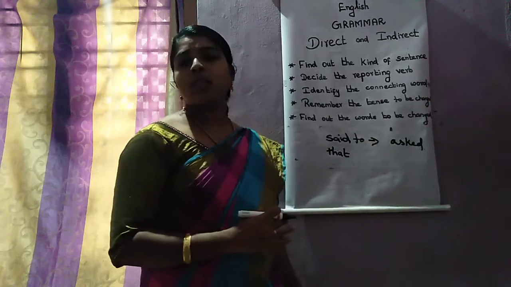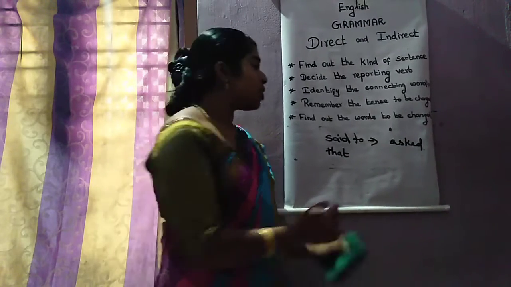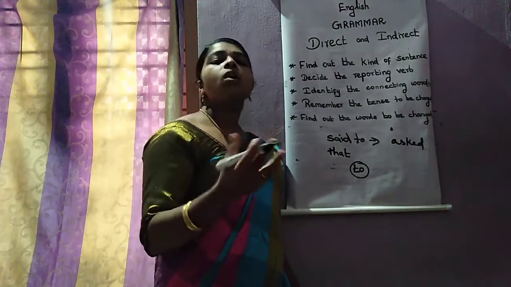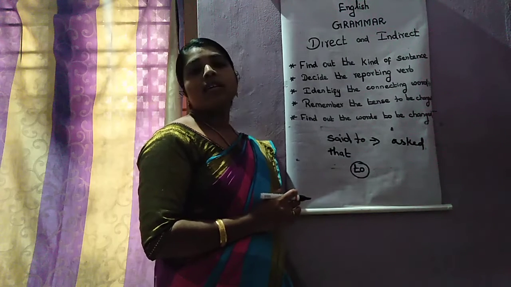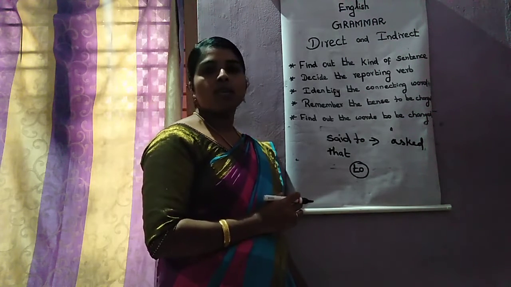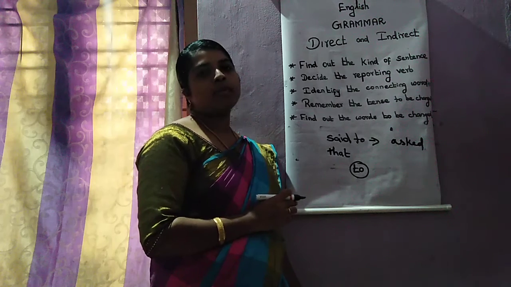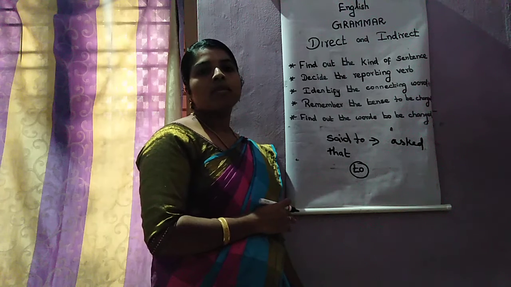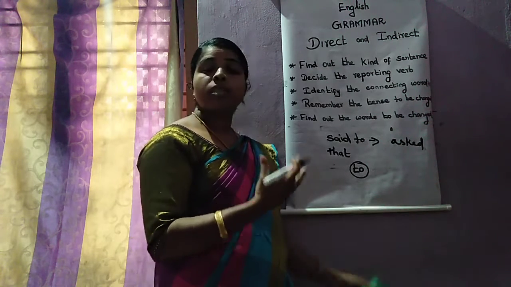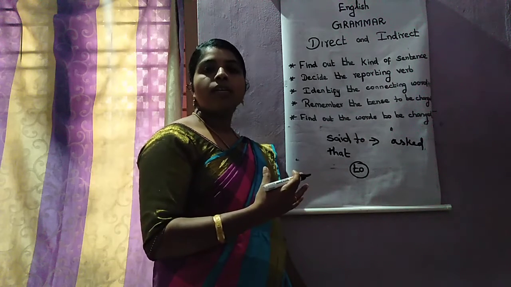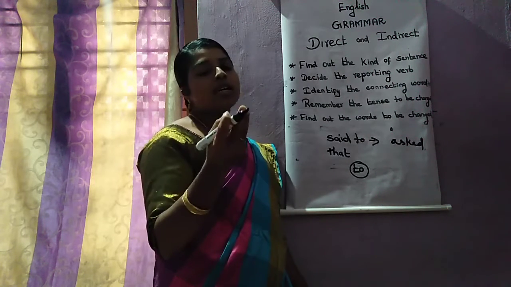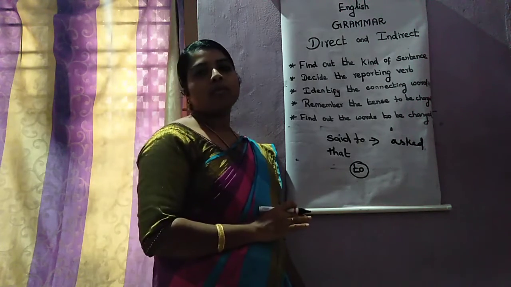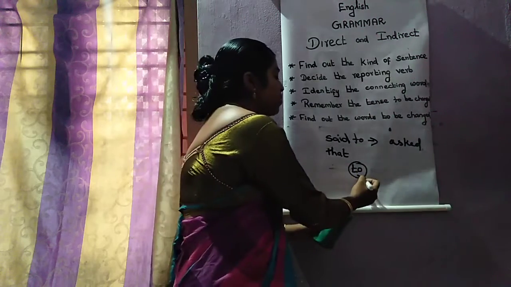If it is an imperative sentence, the second one, what is the connecting word? "To". I told you when I explained the types of sentence, there can be positive or negative in this imperative sentence. For example, he said to me, "Close the door." How will I say it in indirect speech? He asked, ordered or requested me to close the door. To close the door. We are using the connecting word "to".